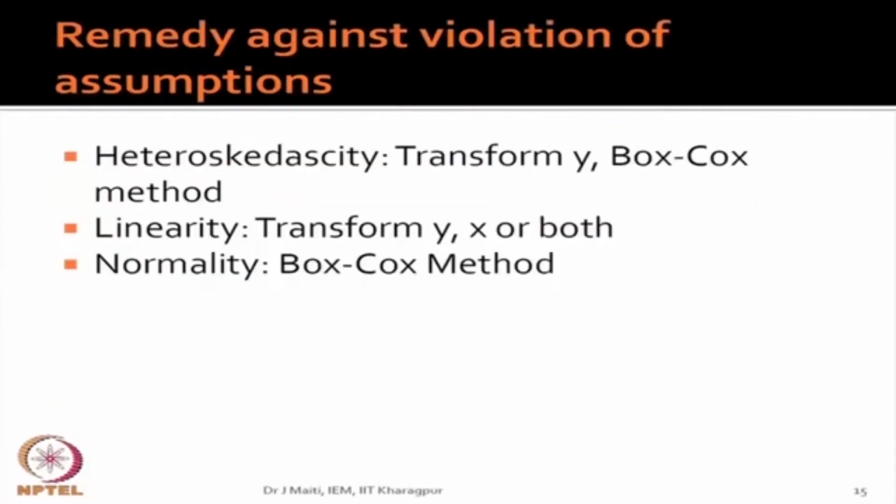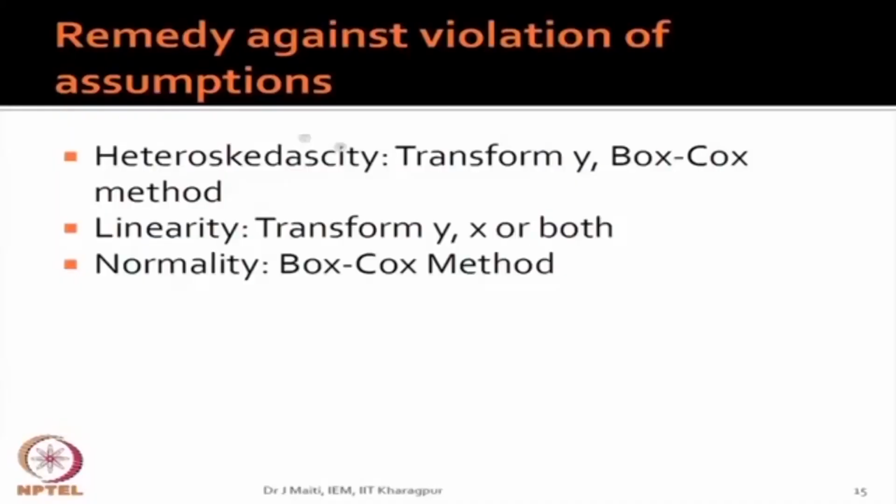So if there is a violation of any of the assumptions, how do you go about it? What will you do so that this violation can be avoided and your multiple regression modeling can be done? Now if there is heteroscedasticity, then transform y, and the Box-Cox method is one method used for transforming y. If there is a linearity problem, you can transform y, you can transform x, or you can transform both x and y. If there is a heteroscedasticity problem, you will be transforming only y, and the Box-Cox method is also a power transformation of y. For normality, we will use the Box-Cox method. Okay.